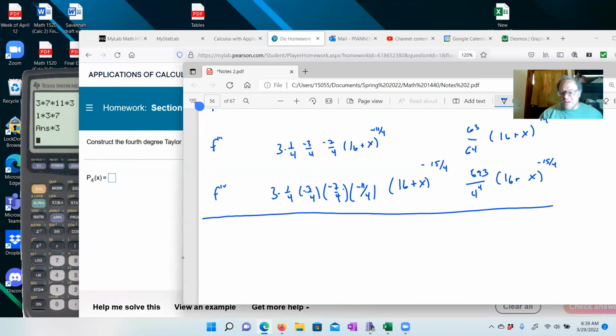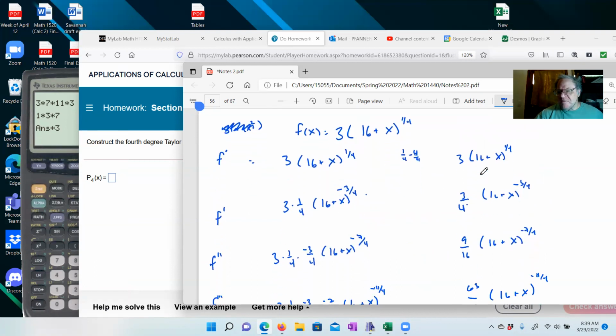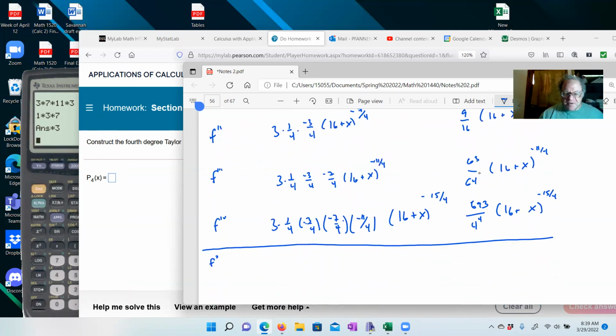So my Taylor polynomial, right? This is f of 0. What is my value for f of 0? We're just going to have 3 times 16 to the 1/4 power. So this is 3 times 16 to the 1/4 power. No polynomial, no x's. We're just matching the polynomial. So this is my constant term.